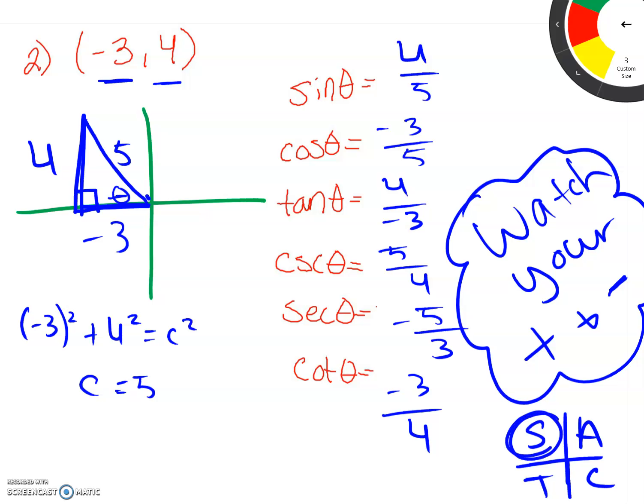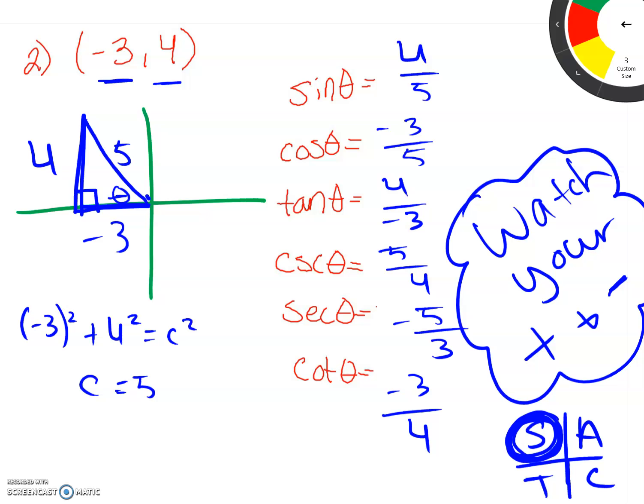So the only thing positive should be sine and its reciprocal. So check. Sine is positive. Cosine and tangent are both negative. Cosecant, which matches sine, is positive, and secant and cotangent are negative. So this is why I keep stressing to check your signs.